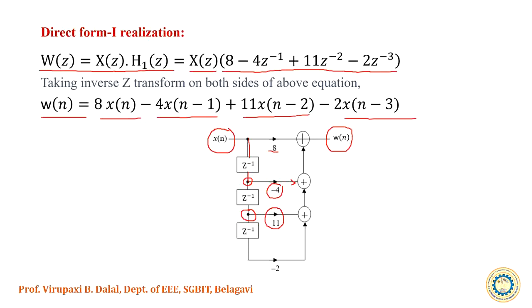The last term, that is minus 2x(n minus 3): here the input should pass through 3 delay elements. Anyhow, the signal available at this point is x(n minus 2), pass it through another element. The output available at this point is x(n minus 3), which should be multiplied by minus 2 and connected to the summer. All things will be added in this summer. So the output of this summer is equal to w(n), which is 8x(n) minus 4x(n minus 1) plus 11x(n minus 2) minus 2x(n minus 3).